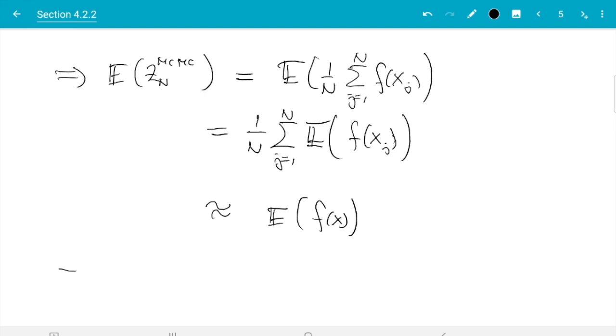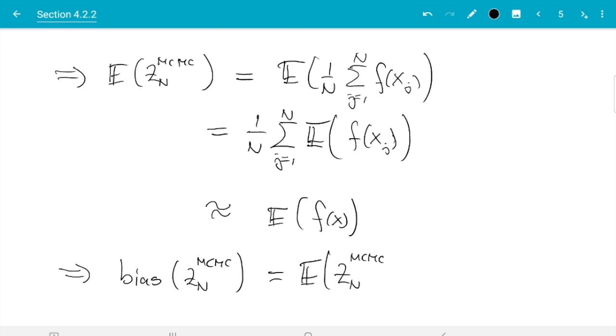So, if we have this, then we can conclude the bias of the Markov chain Monte Carlo estimate is the difference between the expected value of the estimate and the value we are interested in, so the truth, that's the expectation of f of x. If these values are similar to each other, then the bias is approximately equal to 0. But that is less good than it was for standard Monte Carlo estimates, because there we had exact equality and here we have approximate equality.